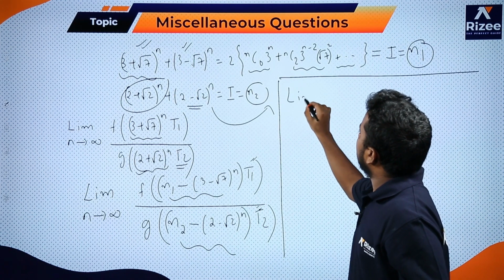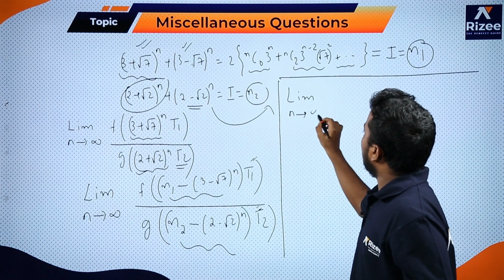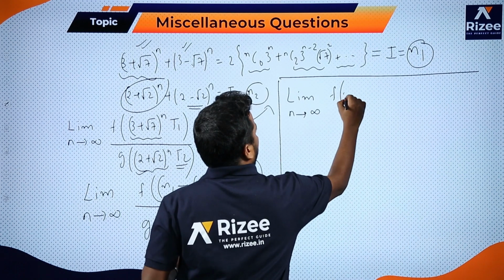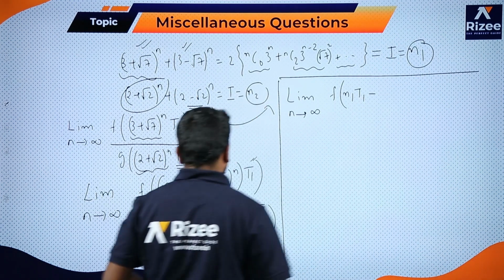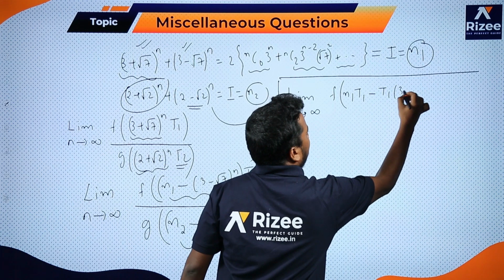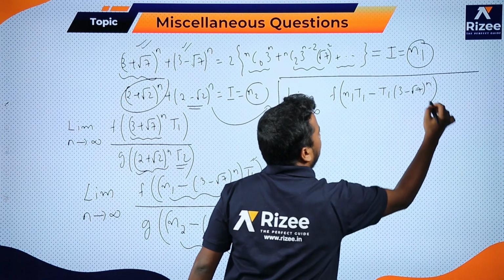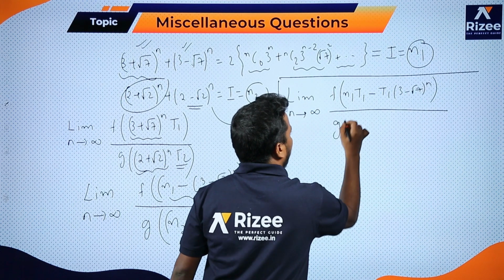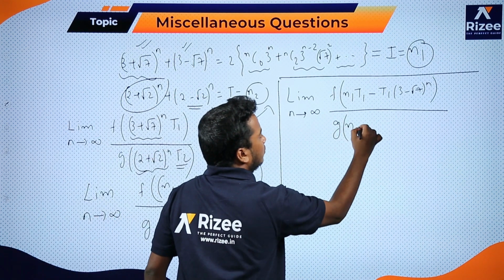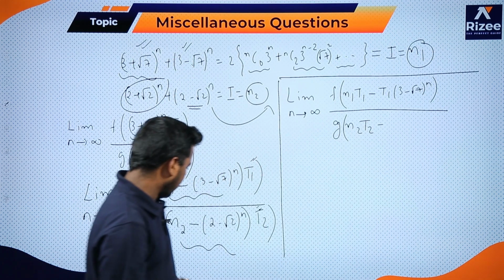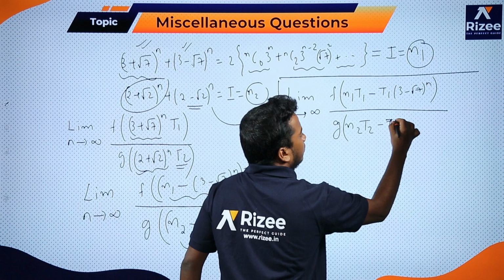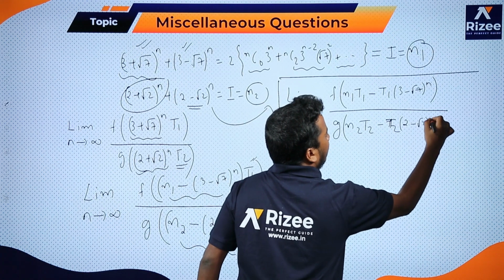So the required limit will become, limit n tending to infinity, f of n1 t1 minus t1 times (3 minus root 7) whole power n, divided by g of n2 t2 minus t2 into (2 minus root 2) whole power n.